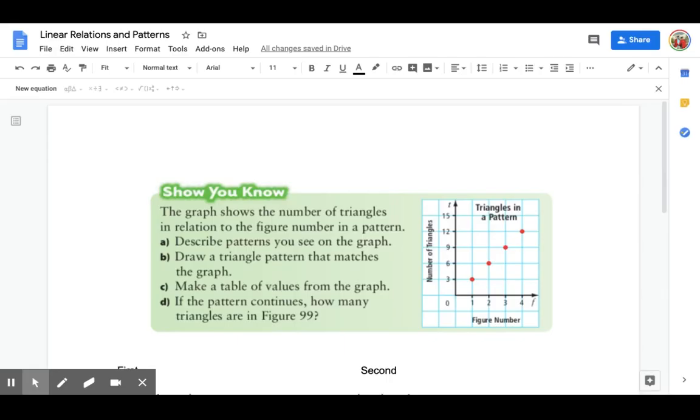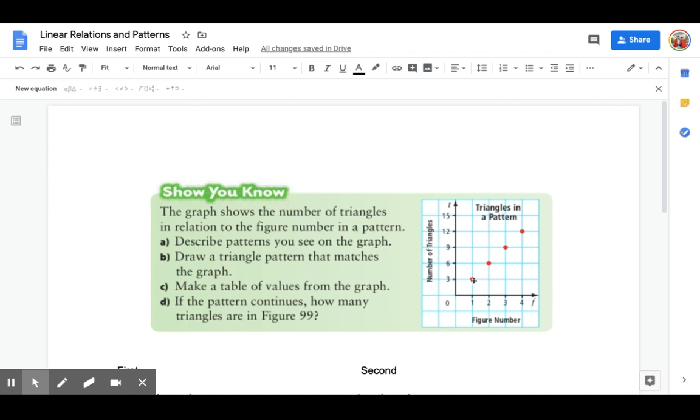All right, here's another example of how graphs, table of values, patterns, linear relations all match up. This graph shows the number of triangles in relation to the figure number in the pattern. Reading this graph, the first figure has 3 triangles, the second figure has 6 triangles, the third figure has 9 triangles, and the fourth figure has 12 triangles. It says describe the patterns you see in the graph.